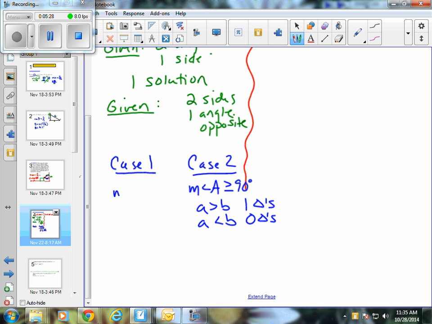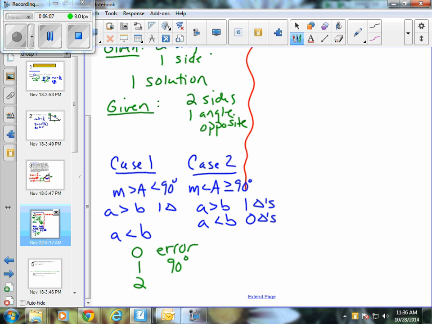In case 1, the measure of the angle that you're given is acute, less than 90. Well, there are 3 possibilities. If the side opposite is bigger, there's always one triangle. So that's a one solution situation. If the side opposite the given angle is smaller, it can be one of 3 things. It can be no triangle, so no solution. That's if you get an error message. That means it's physically impossible to draw that. You can get one triangle if you get 90 degrees for that first angle that you solve for. Or for any other angle that you would get, it's 2 triangles.